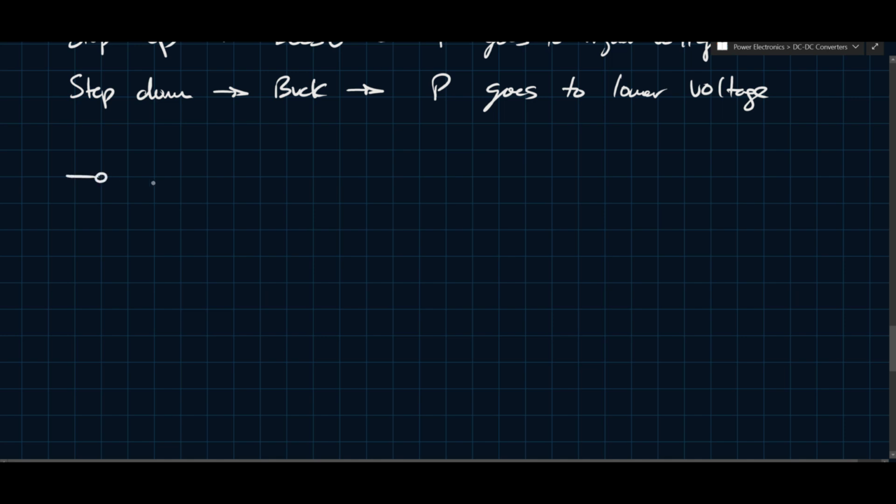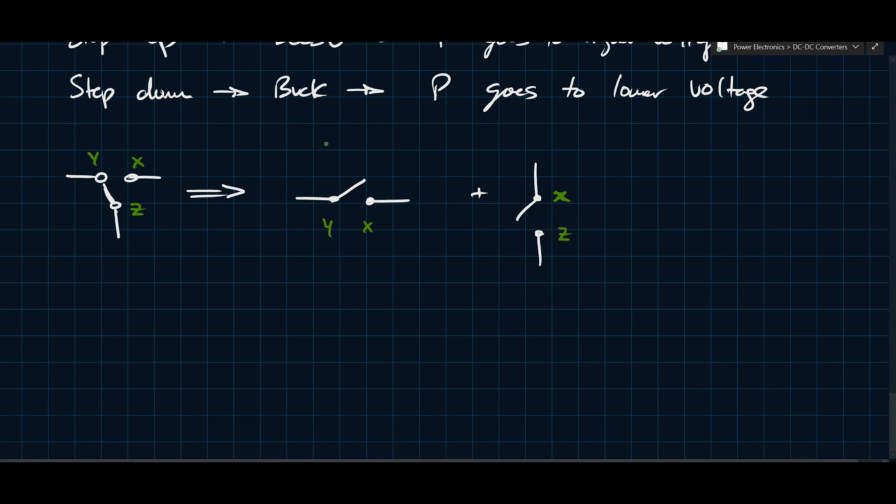So we have a switch that looks something like this, right? Our switch is like this, and we can imagine that this is Z, this is X, and this is Y. You can basically decompose this into two different switches. One switch does something like this, plus another switch that does something like this. I'm going to call this YX, and this XZ. And this current here is obviously IY because it goes through that switch.